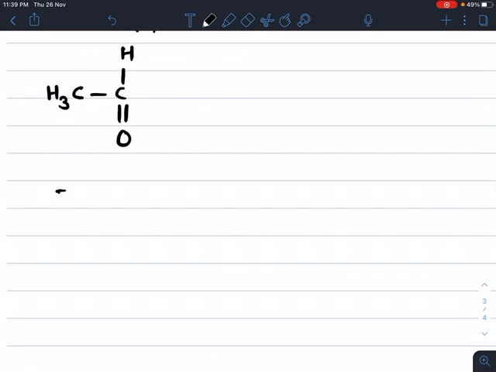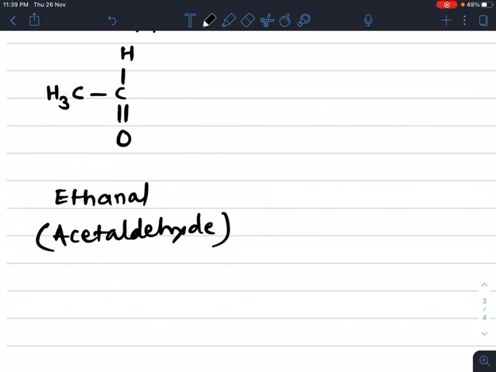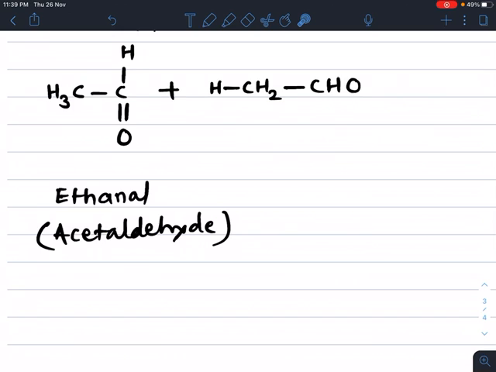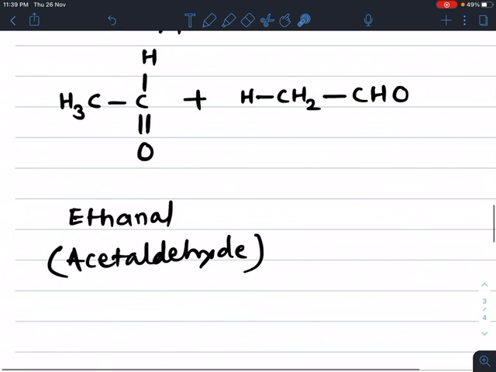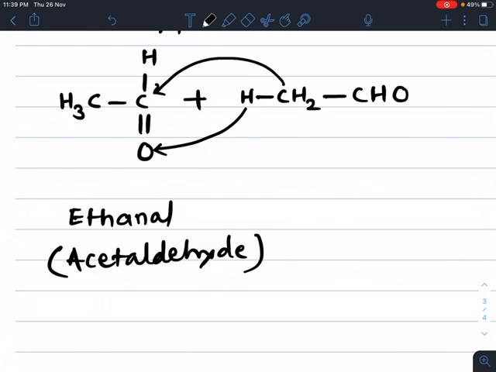CH3CHO, this is acetaldehyde. When acetaldehyde undergoes aldol condensation, the reaction takes place with another molecule of acetaldehyde. So I can write CH3, H, CH2 to show the addition reaction. Now what happened? This hydrogen is added to the carbonyl oxygen and this alpha carbon is added to the carbonyl carbon. So what do we get as the product?